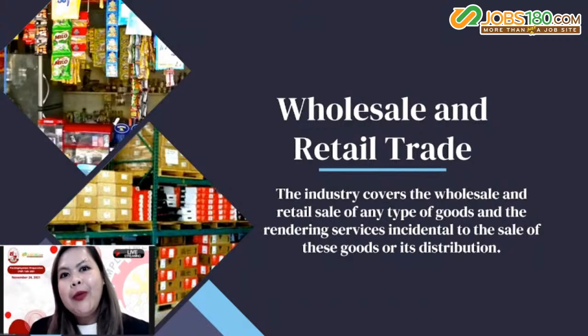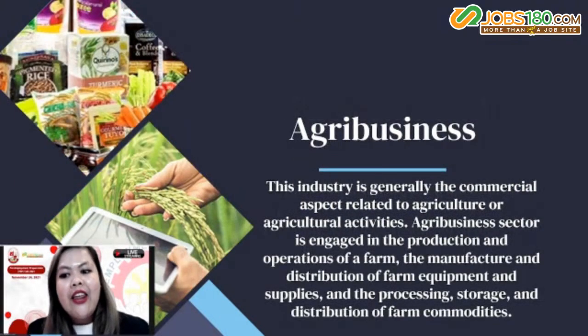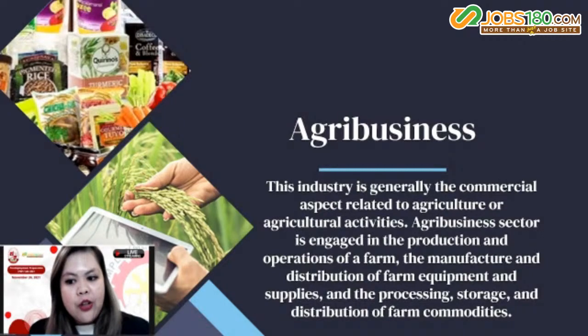The next key employment generator, or KEG, in the region is agribusiness. This industry is generally the commercial aspect related to agriculture or agricultural activities. The agribusiness sector is engaged in the production and operations of a farm, the manufacture and distribution of farm equipment and supplies, and the processing, storage, and distribution of farm commodities.